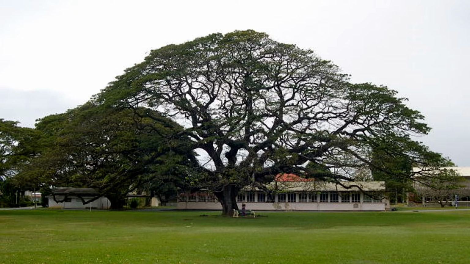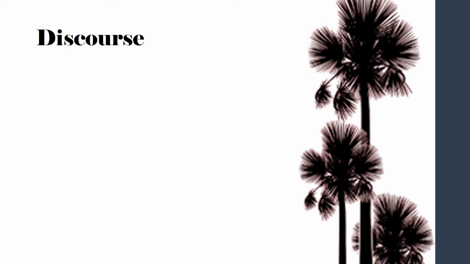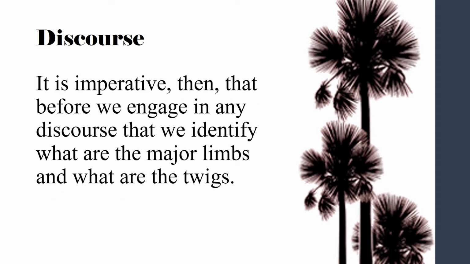We should bear in mind too that discourses have a tree-like structure. The trunk represents the topic. Each branch represents a position taken on that subject, and so on. The roots may well represent the cultural, social, and ideological assumptions that feed into the topic. It is imperative, then, that before we engage in any discourse, we identify what are the major limbs and what are the twigs. In graduate school, we often rely on our classes to show us some of these limbs.